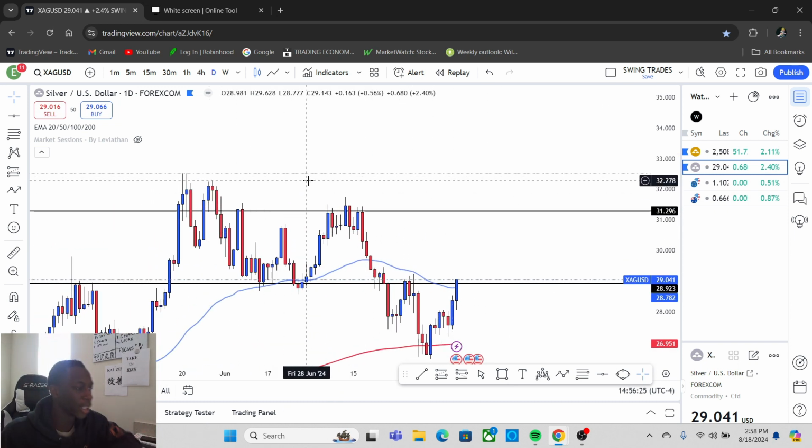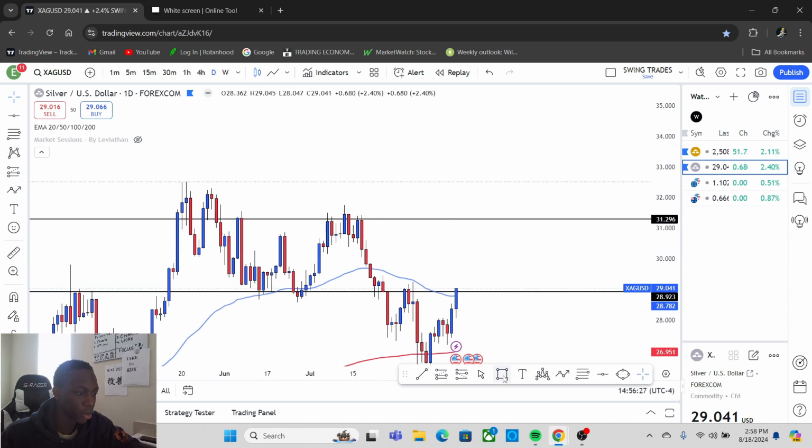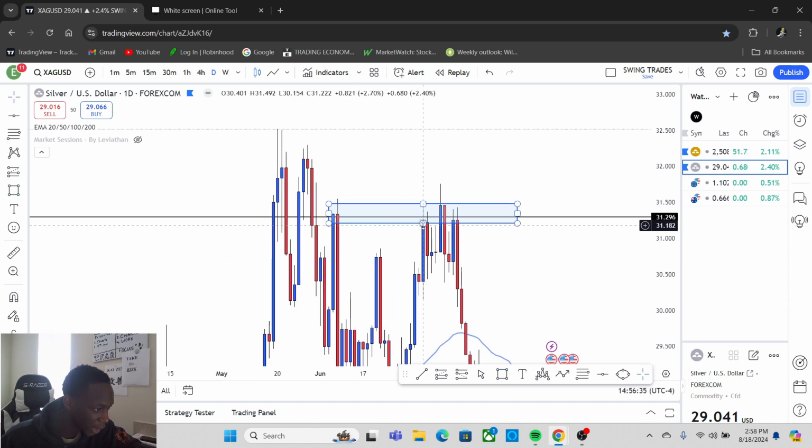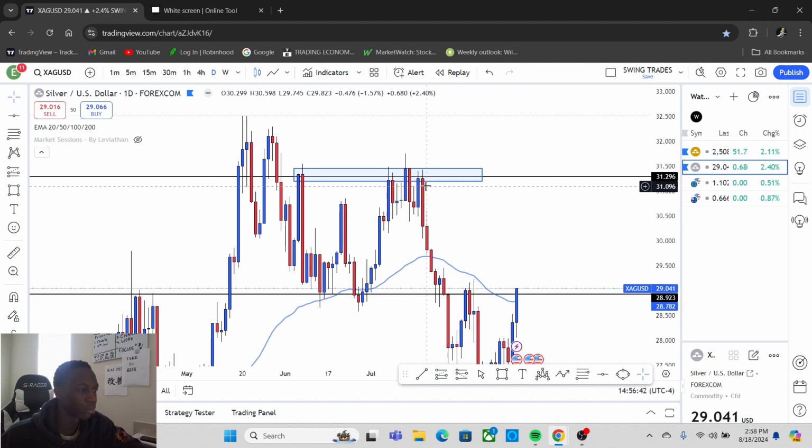Well, look, I found this area of resistance right here. Cool. Now what do I do? I just take the box and I draw it up from this zone. I literally get as close as I can to the body. If you have to zoom into the market like this, yeah. Get as close as you can to the edge of the body. Boom. And now we have an area of interest.